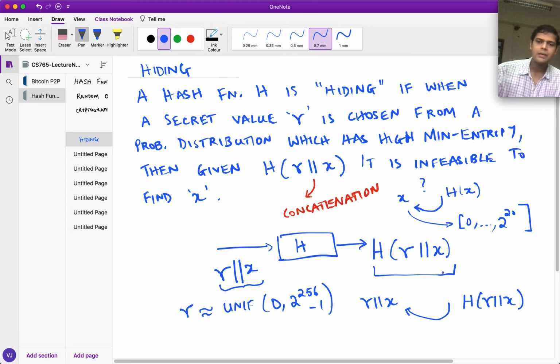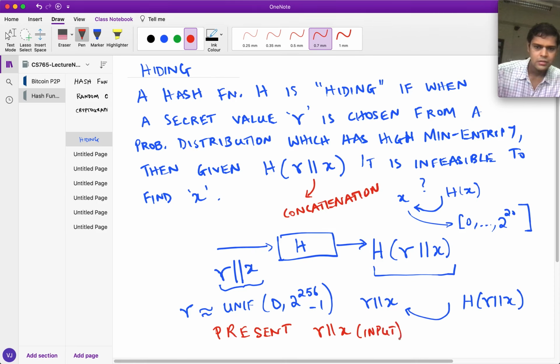Right? But later on, suppose he has to reveal what the bid was. How does he do that? Well, he just presents this. So you present the input. This is the input to reveal what it was.